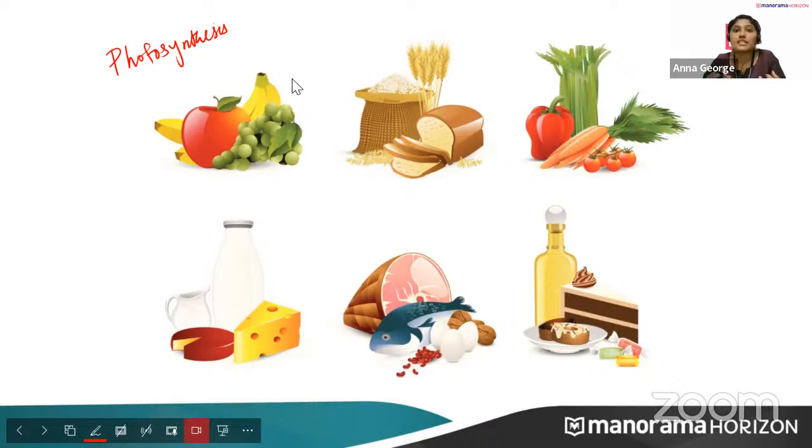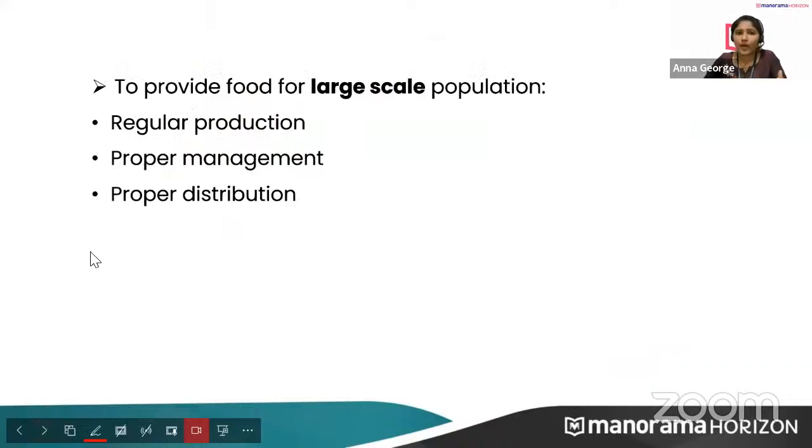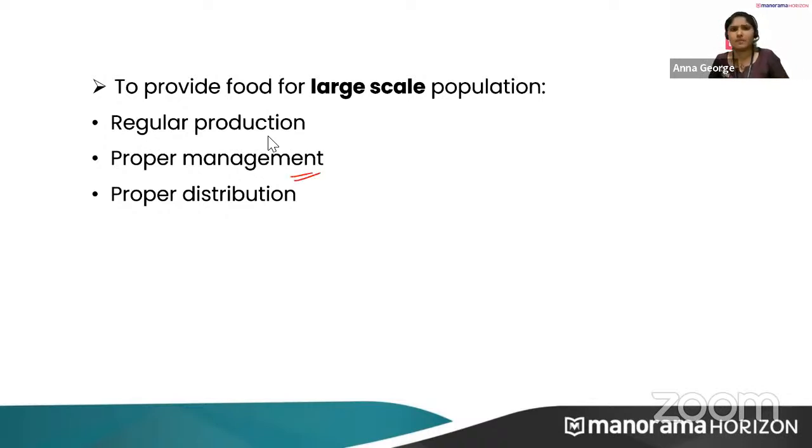So in order to produce this food on a large scale and provide it for a large population, we need these three practices: regular production, that means we need a regular production of this food, and proper management. What does proper management mean? If we just plant a crop and do not manage it properly, do we get a large scale of this food? Absolutely not. So we have to manage it properly. And finally, proper distribution of food. So in order to provide food for a large-scale population, we have to remember these three things: regular production, proper management, and proper distribution.